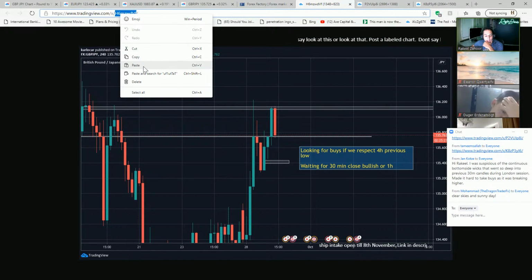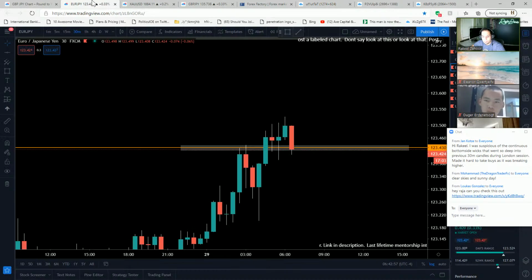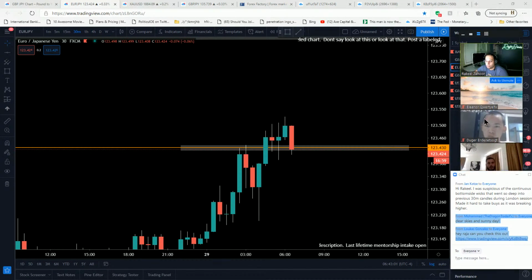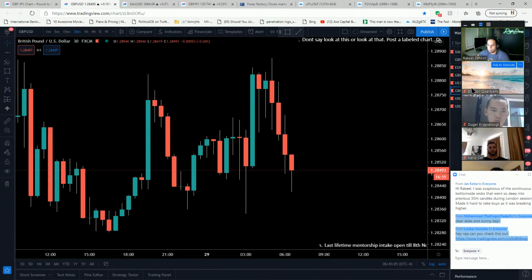GU idea. Does this make sense? So we have weekly. Price came to some sort of a resistance on weekly. Weekly candle came all the way up to retest that area, expecting price to come down and test this wick. Okay. Let's take a look at that on the smaller time frames, because I think on the small time frames we'll get some more idea of what's really happening here.